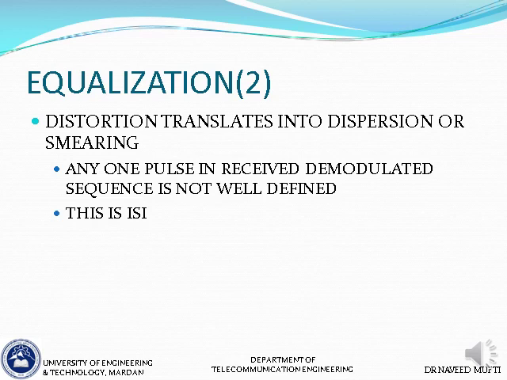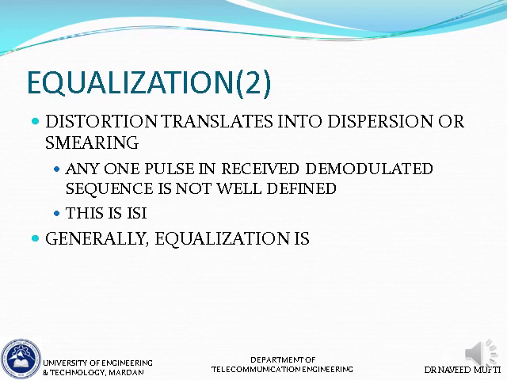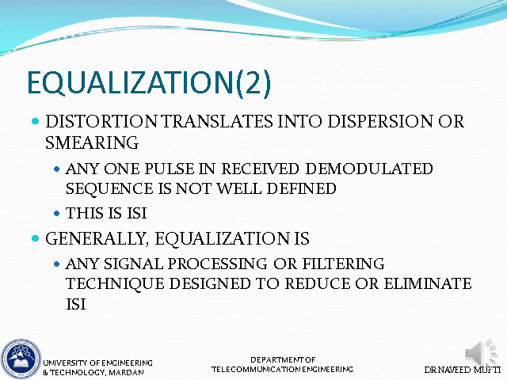and this overlap is obviously called ISI, intersymbol interference, and it arises in most systems, and it is one of the major obstacles to reliable high speed data transmission over band limited channels. So generally, equalization is any signal processing or filtering technique that is designed to reduce or eliminate intersymbol interference.